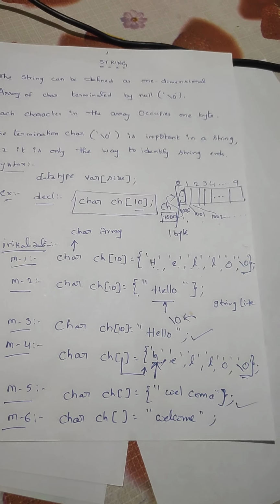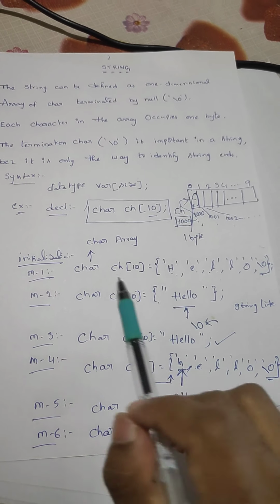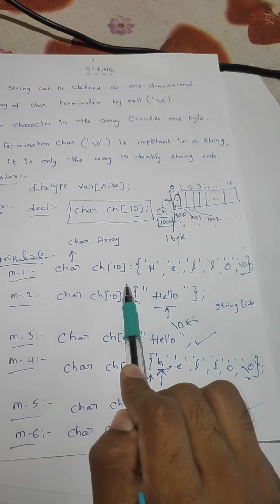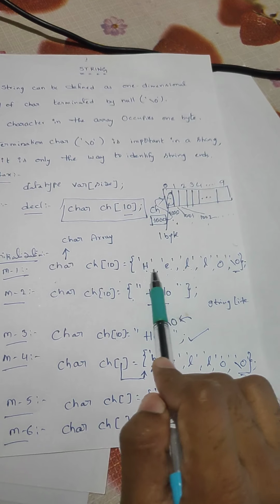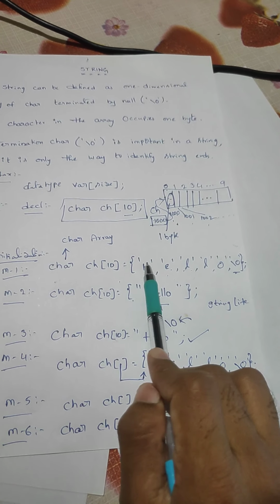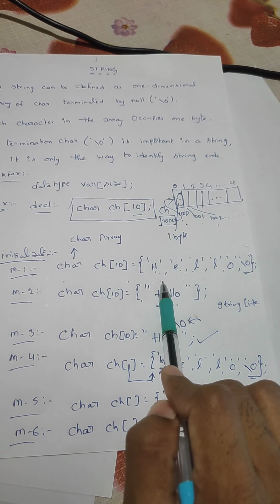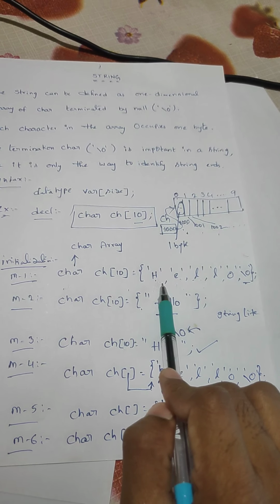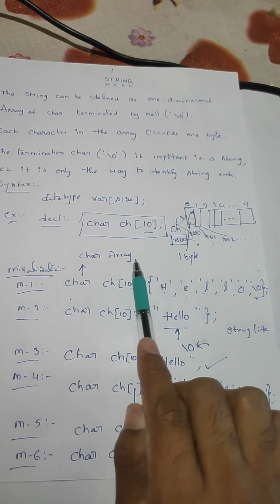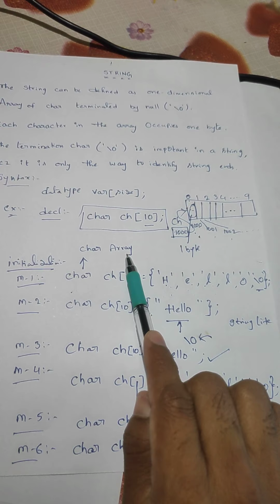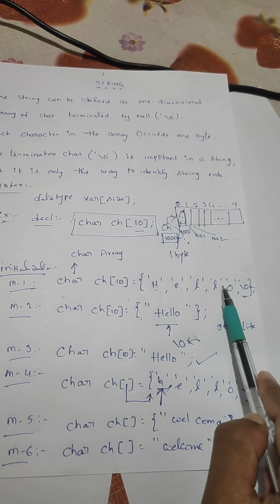So in this way, we are declaring and initializing the strings. See the first example, method 1: char ch[10], where we are storing individual characters. Individual characters are enclosed in single quotation marks and each character is separated by a comma. If you are storing individual characters, this concept is called storing character array values.